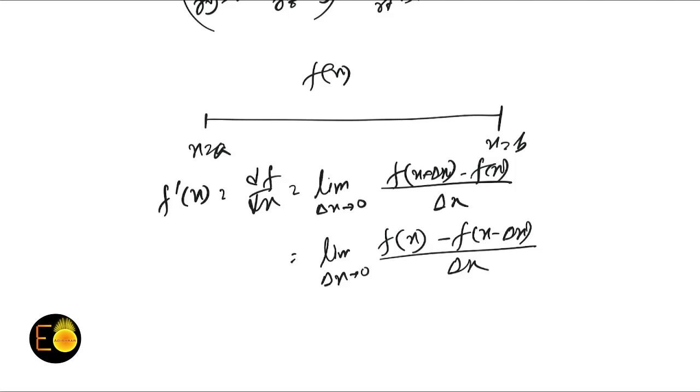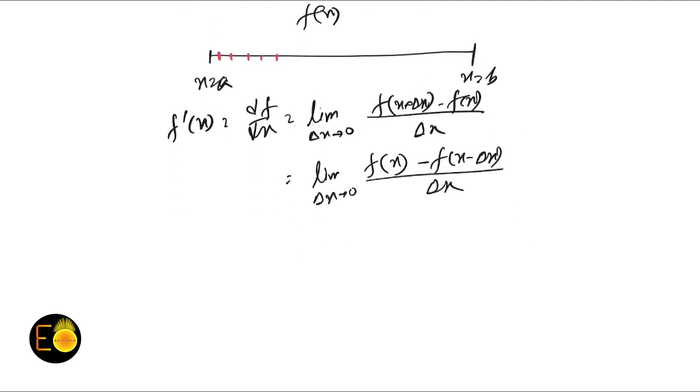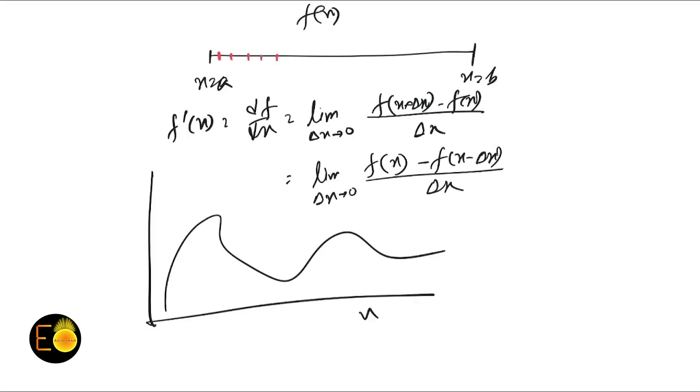Now what is delta x? Delta x means how small a segment you can choose. The smaller the segment you choose, the more accurate your calculation will be. In this case I have drawn a straight line for f(x), but practically f(x) cannot be a straight line like that. So df/dx, if this is x and this is f(x), is quite obviously the slope.